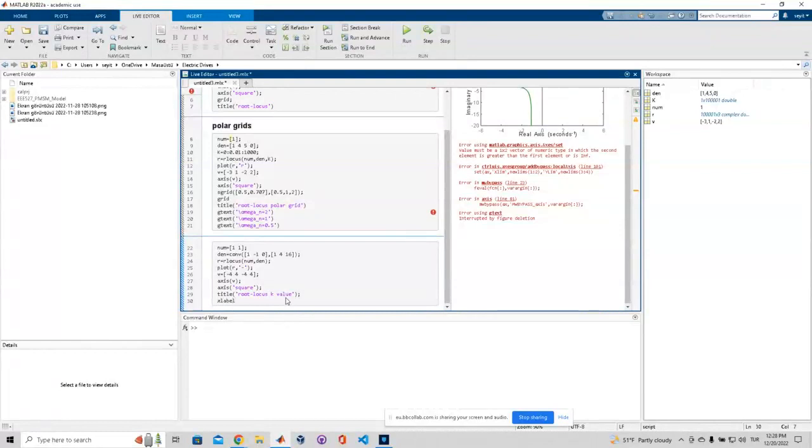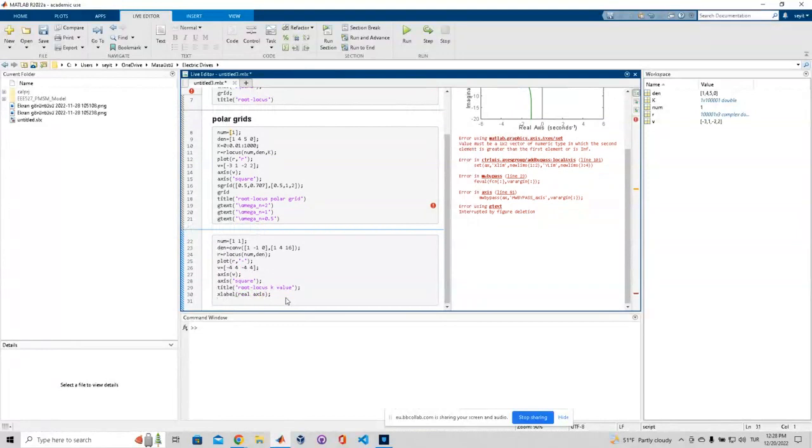Now let's add a name to our X and Y label. Our X label will be real axis. And Y label will be our imaginary axis.